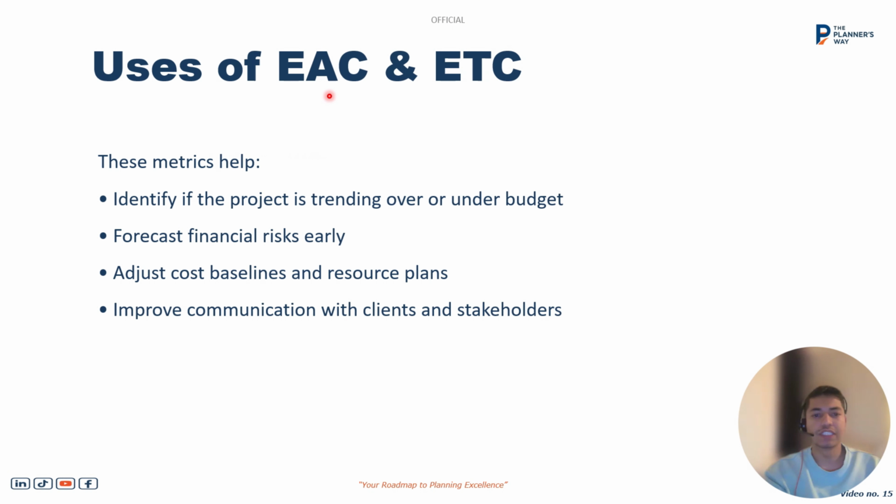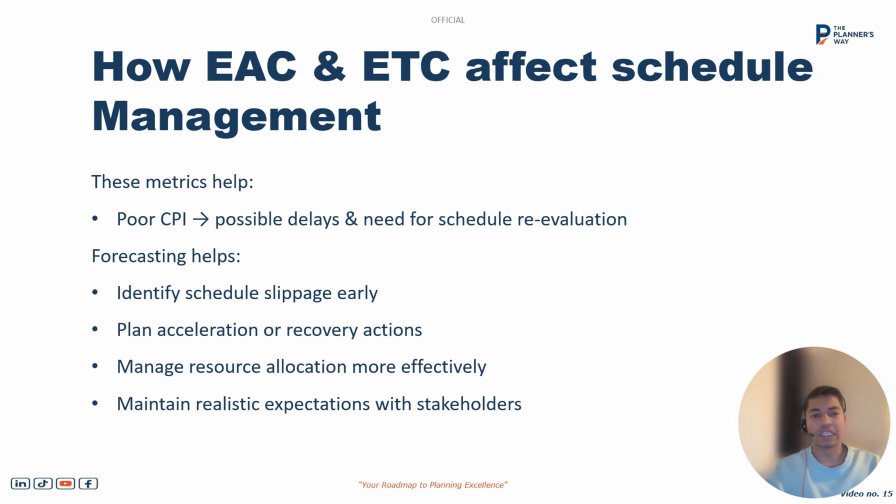The common uses of these forecasting techniques, the estimate at completion and estimate to complete, are that we can easily identify whether the project is trending over budget or under budget. We know the forecast of the financial risk early in the project, which helps us adjust the cost baseline and resource baseline in time. It helps improve communication among the key stakeholders and the client, as we know where we are with our budget, and it enhances decision making. Once we have the forecast on hand, it helps us manage the schedule as well, and take the recovery action that we can.